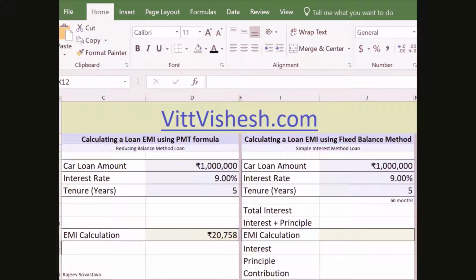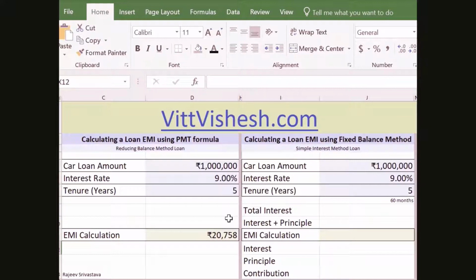I am Rajiv. We at Vishesh strive to make personal finance an interesting and easy-to-learn subject. In this episode, we are going to discuss the difference between reducing balance method and fixed balance method loans. We will learn which type of EMI is beneficial to us as consumers.